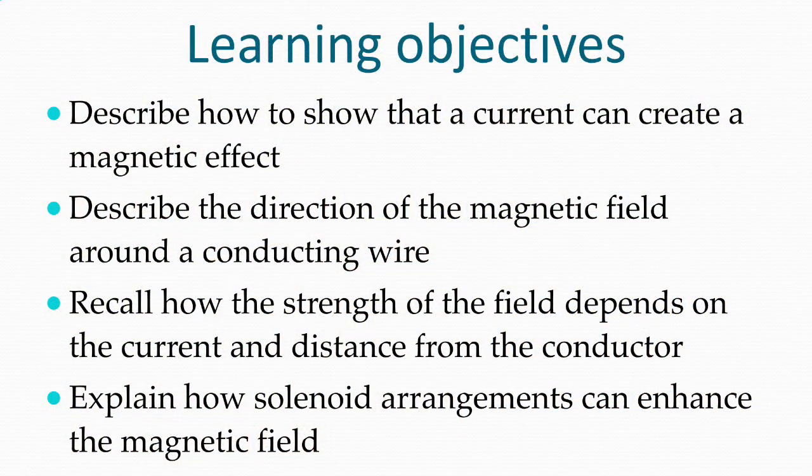Our learning objectives are to describe how to show that a current can create a magnetic effect, describe the direction of the magnetic field around a conducting wire, recall how the strength of the field depends on the current and the distance from the conductor, and explain how solenoids can enhance the magnetic effect.